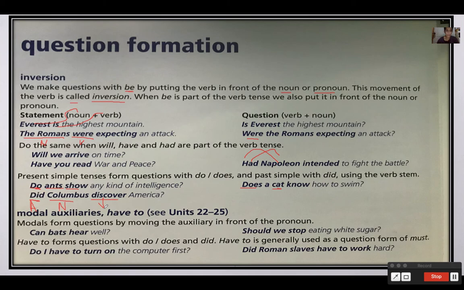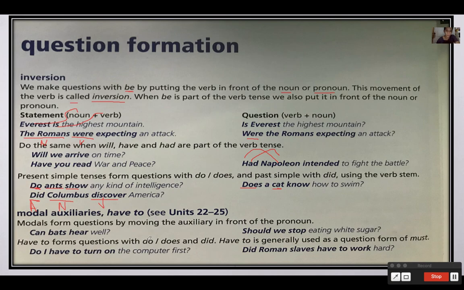For more modal auxiliaries, if you want to make a little review about auxiliaries, you must see units 22 and 25 in your book. So we have over here modal form questions by moving the auxiliary in front of the pronoun. You will see over here, can bats hear well? If you want to make a sentence, you must say bats can hear well. Can bats hear well? It's a question, okay? Should we stop eating white sugar?